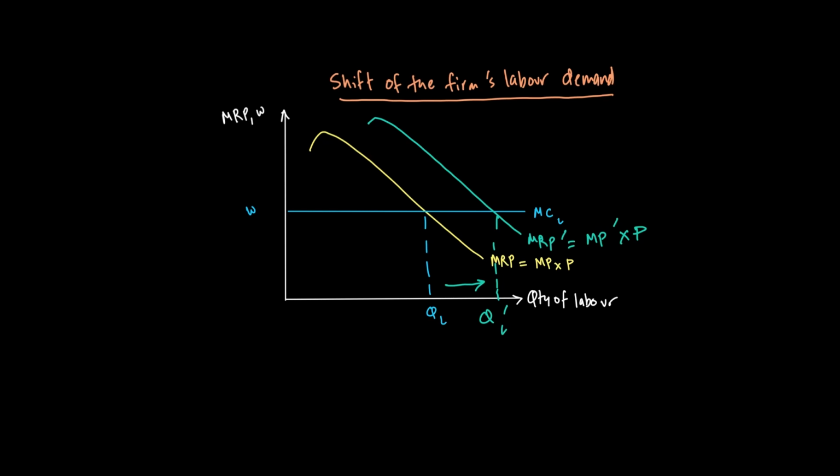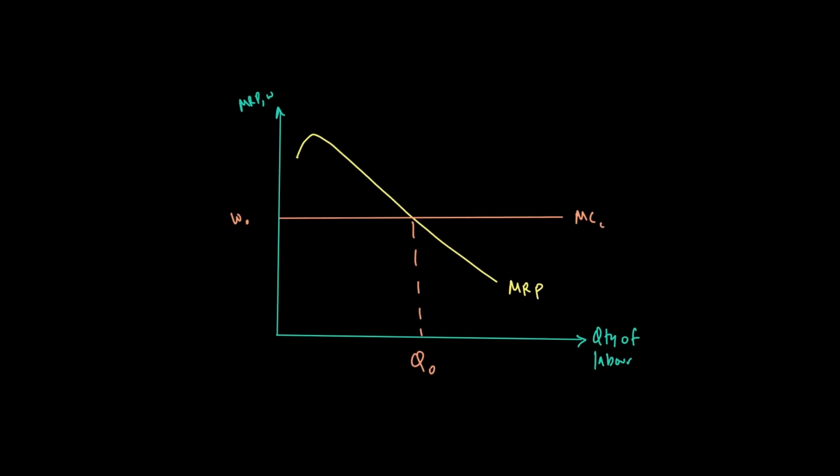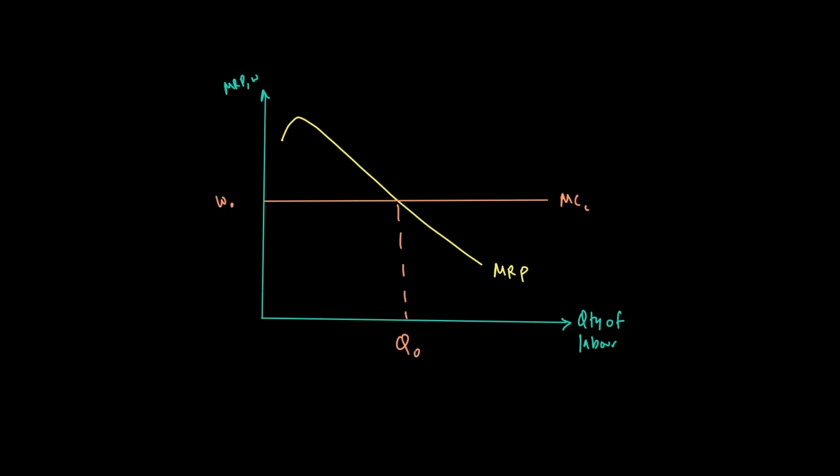Similarly, MRP is also made up of MP times P, or the price of the product. So any change in the price of the product, let's see that too. If, for example, MRP is equal to MP times P, and suddenly the price of the product goes up. Now we know labor is a derived demand, which means a higher price of the good, because of higher demand for the product, means that more labor will be required to produce that demand, as labor is a derived demand.